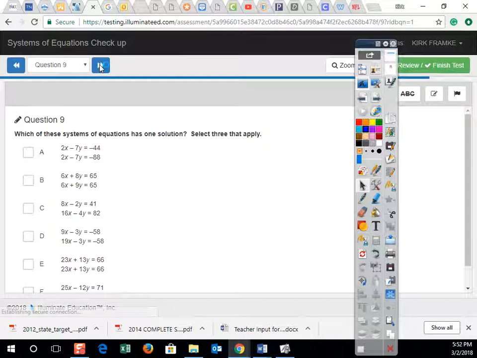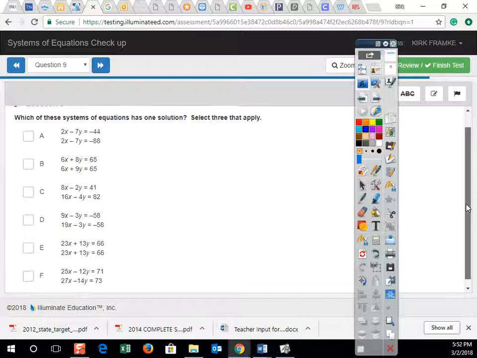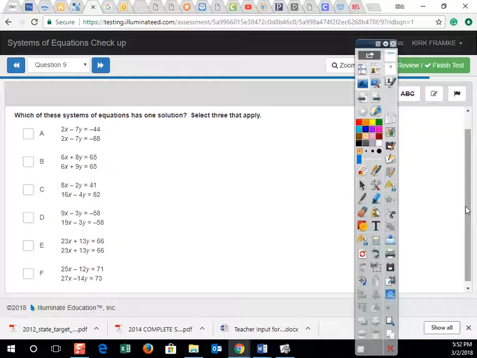All right, question. Which one of these equations has one solution? Select 3 that apply. Okay, so we know we have 3 answers. Great. So only one solution means that they are not parallel lines. So all we're looking for is slope. That's all we need to know. And right now I can tell you that these are parallel lines because they don't have the same number here, but everything else is the same. Therefore, this does not work.